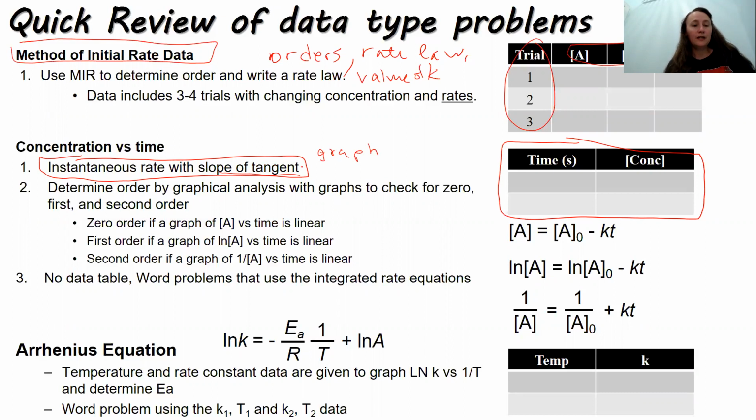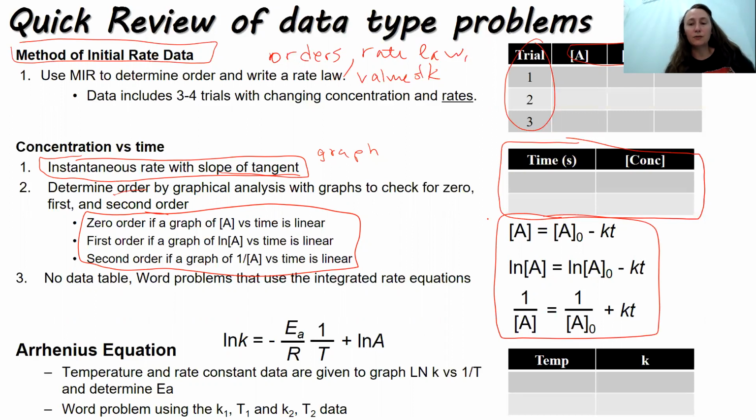Then we have determined the order by graphical analysis. So we make all 3 graphs that correspond to the 3 integrated rate laws and see which one is the best fit. So here were our integrated rate laws, and we can determine the order. So if you're given this kind of data and asked the order, then you need to do these graphs and see which one is the best straight line.